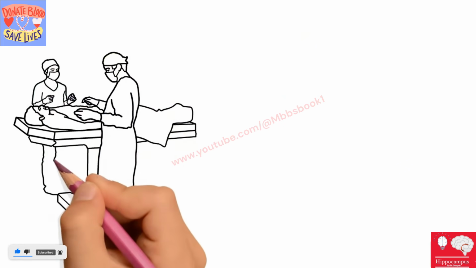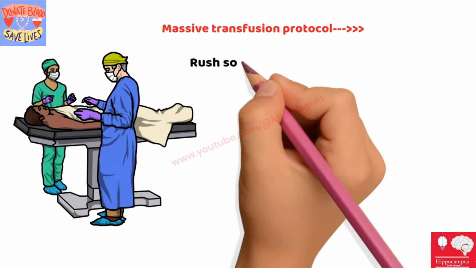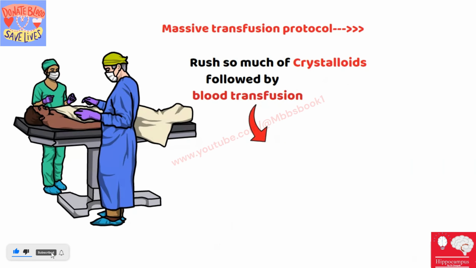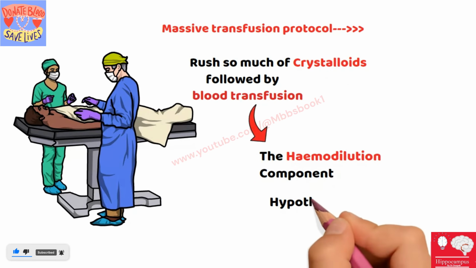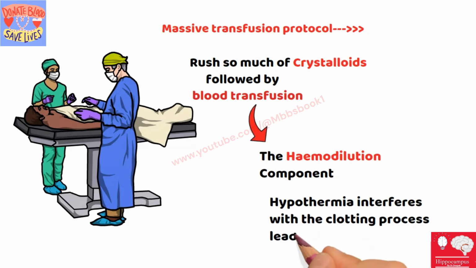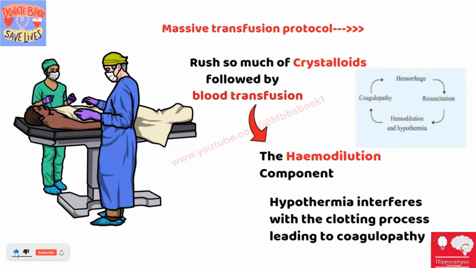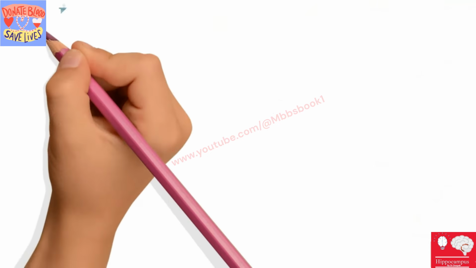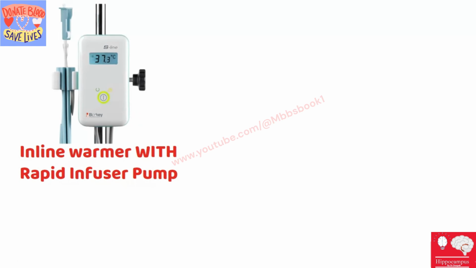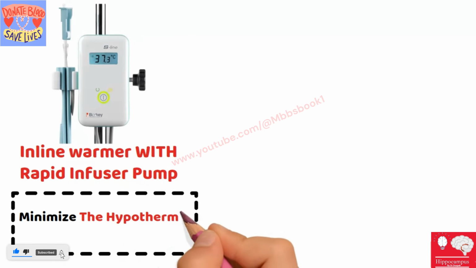Suppose you resuscitated a patient with massive transfusion protocol, but when you rush so much crystalloid followed by blood transfusion to the patient, hemodilution will occur in that patient. Hypothermia will be set up in the patient, and that will interfere with the clotting process and worsen the coagulopathy in the patient. So one thing is leading to another. In fact, our resuscitation is contributing to trouble. So nowadays, to counter this dangerous situation, we have an inline warmer in a rapid infuser pump so that the blood components are warmed to a sufficient temperature to minimize the chances of hypothermia in the patient.